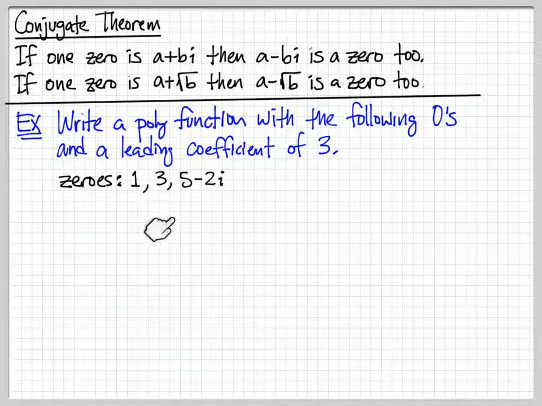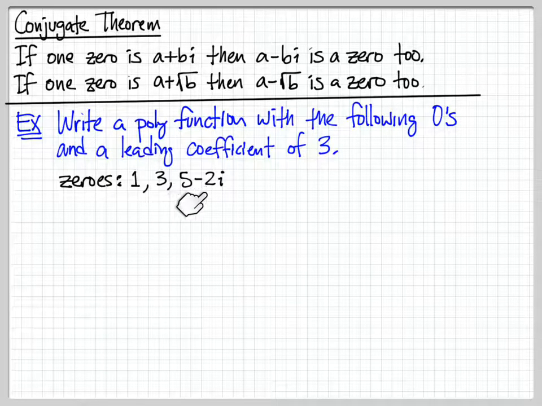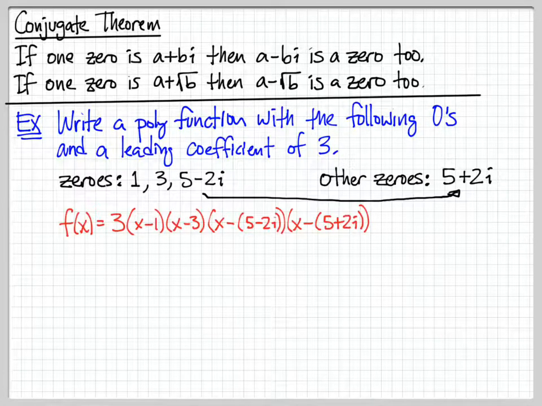Now because we know that 5 minus 2i is one of the zeros, by the conjugate theorem we also know that the conjugate is also one of the other zeros, so we can say that the other zero is 5 plus 2i, the conjugate of 5 minus 2i. So based on these 4 different zeros, we can write a function f of x with the leading coefficient of 3, so we write 3 right here.